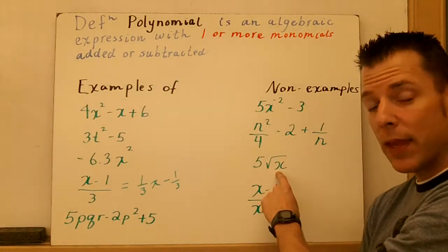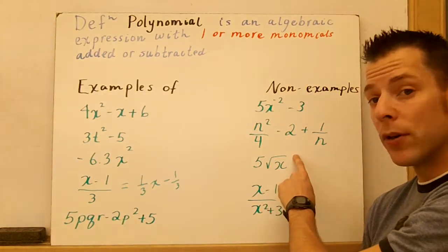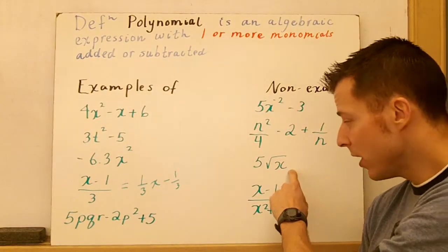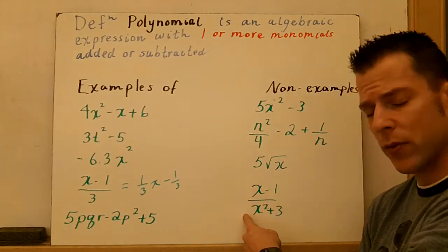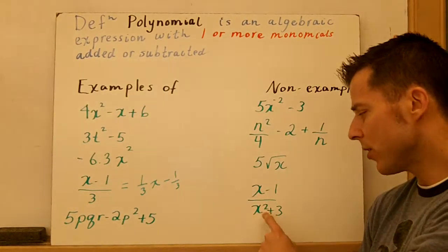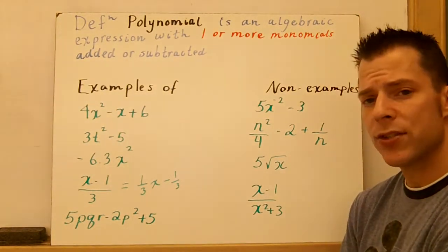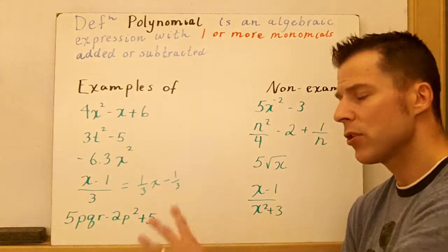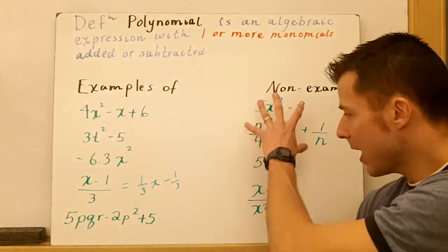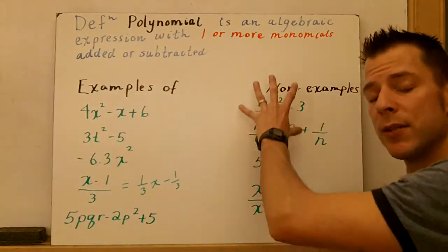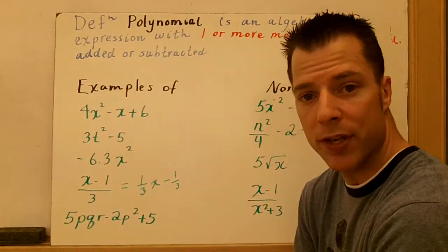5 root x is the same thing as 5 times x to the 1/2. That power is not an integer. 1/2 is not an integer. This is not a polynomial. And lastly, x minus 1 over x squared plus 3. This is what we call rational. This is not a polynomial. And later you'll ask yourself, can you write the expression, or whatever terms you have, as a sum or a difference of monomials? And these can't be written as a polynomial. So these are the non-examples of polynomials, and these are our examples of polynomials.